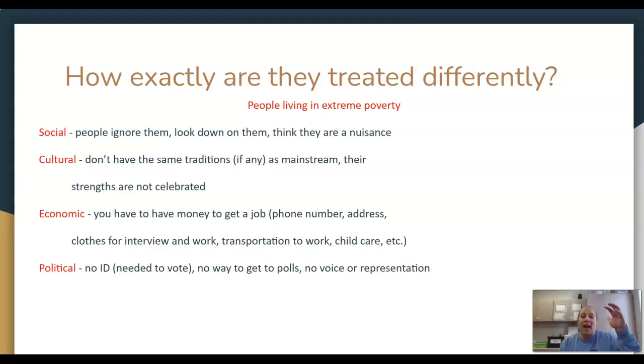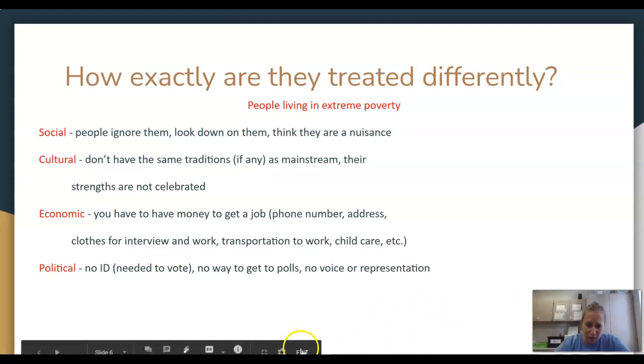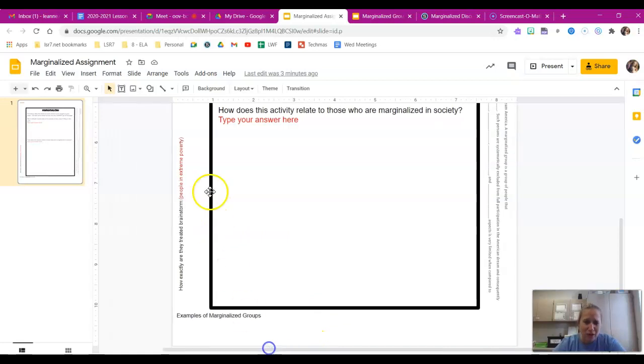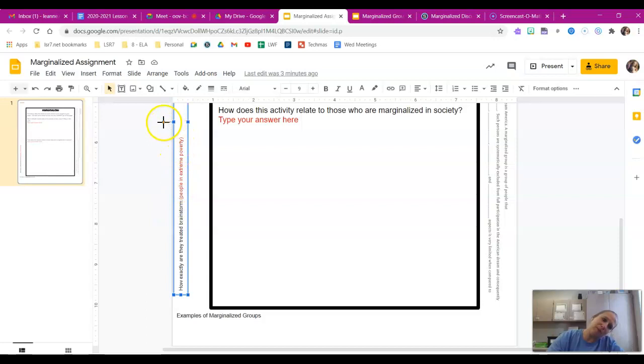So how are they treated differently? In social, cultural, economic, and political, that's how they're treated differently, okay? So again, make sure that you're adding that to the side over here as to how they're treated differently. All right, and again, I'll remind you one more time, if it's really hard to turn your head sideways like this while you type, remember that you can turn that the other direction, type, and then turn it back.